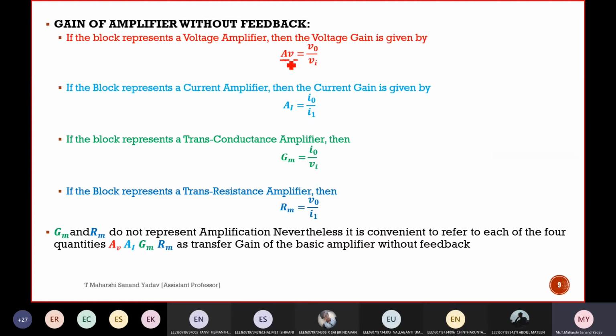Here AV stands for, what is AV? Voltage gain. So it is defined as a ratio of voltage, V out by V in. So I hope you know the first two. This is voltage gain, this is current gain. So these are the new things which you don't know. See this, what is G and what is R? And what is the relationship between R and G?